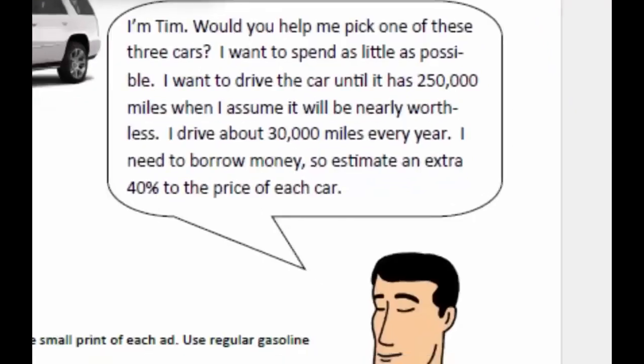He wants to spend as little as possible. He's going to drive the car until it has 250,000. He drives 30,000 miles a year, so everything so far is the same as Susan. However, the difference is he does not have enough money to purchase the car. And so to make things simple, we are just simply going to add 40% of the price of the car to his spreadsheet. So that will include all the interest and bank fees.